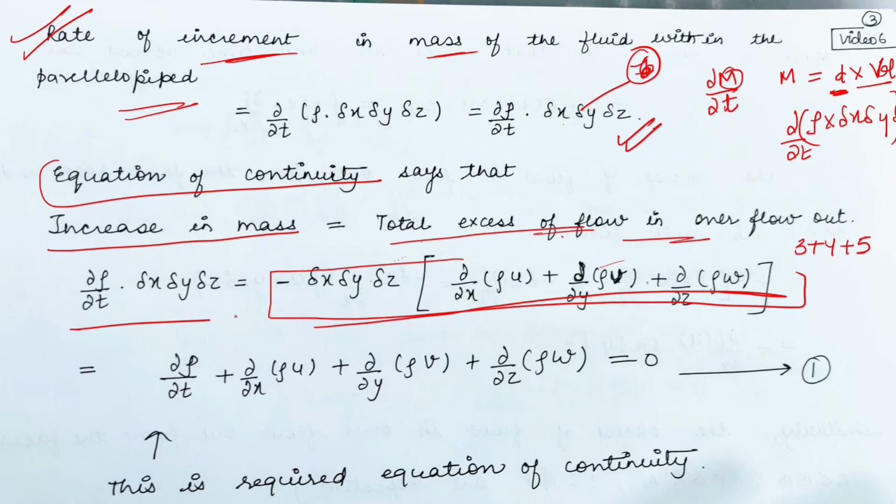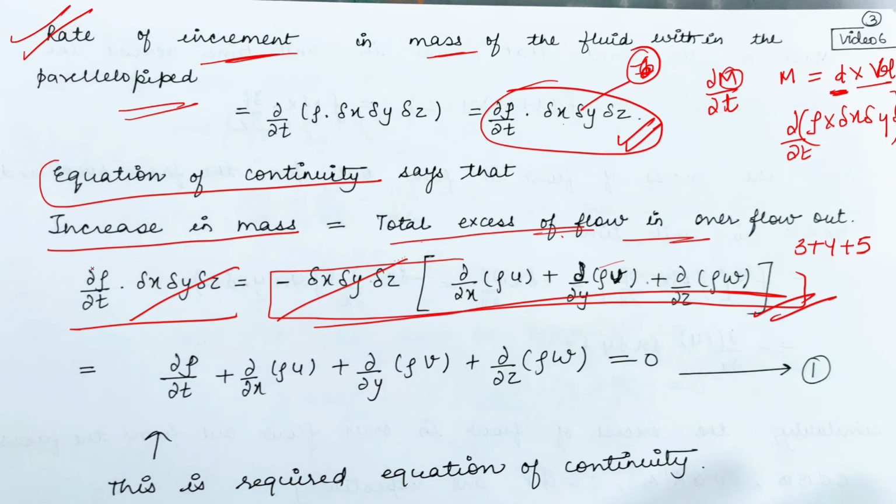Okay, so this is del rho by del t. It comes from here: del rho by del t, delta x, delta y, delta z, which is equal to minus delta x, delta y, delta z in the bracket, del by del x of rho u plus del by del y of rho v plus del by del z of rho w. I hope this is clear to you. Now we can remove this term, cancel it out from both sides because it's a common value.